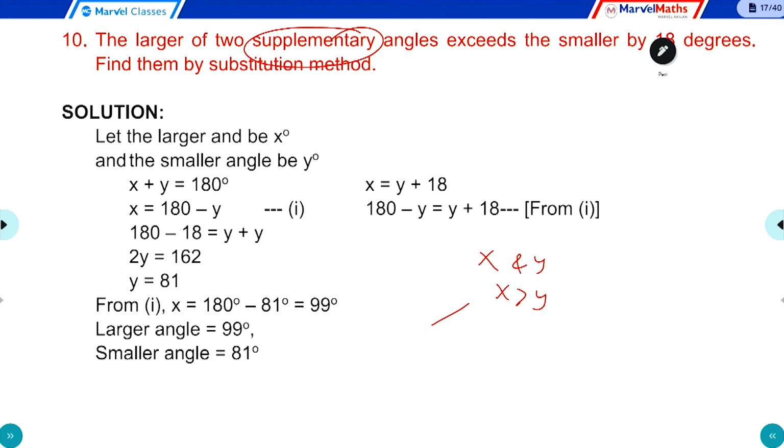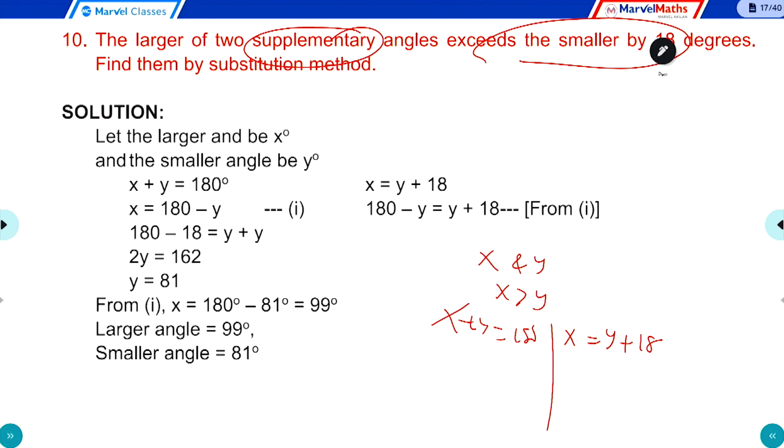That condition is nothing but x plus y equal to 180 because of supplementary. And the second condition, exceeds the smaller by 18 degree. So x equal to y plus 18 degree, that's all. Because of supplementary, x plus y equal to 180 degree, and the larger angle exceeds the smaller angle by 18 degree. So here the best method is substitution, but that is clearly mentioned as the substitution method.